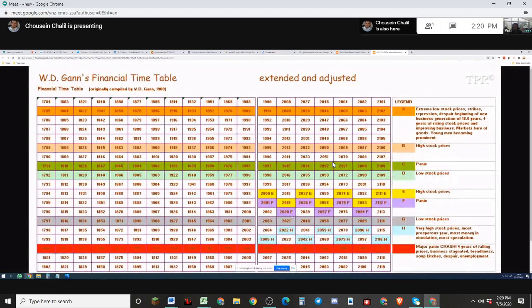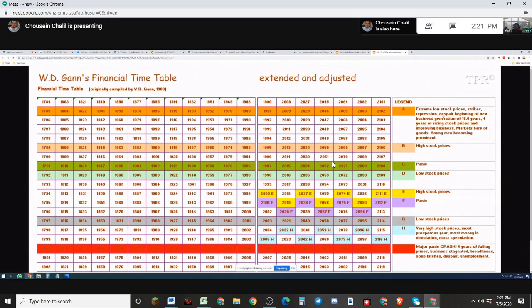Yeah, the purple, you can see. So what does purple mean? Purple means panic. I see, so the color codes refer to: orange is a low stock price, gray is a low price, H is a very high stock price, and J means major crash. And a major crash he's calling for in 2024. Interesting.